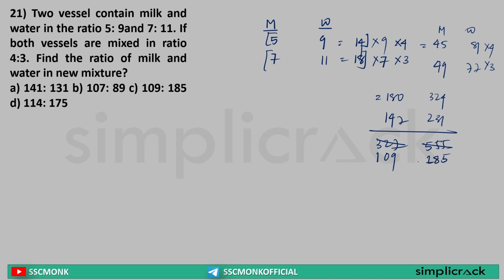So what is the ratio of milk and water now? 109 is to 185. Clear? Yes. Or you could have solved it from here. 3 3s are 9, so it will be 12 by 7. So it will be 12 5s are 60, 12 9s are 108, 7 7s are 49, 7 11s are 77. You can directly solve it here. 109 is to 185. You can solve it any way you find it easier.